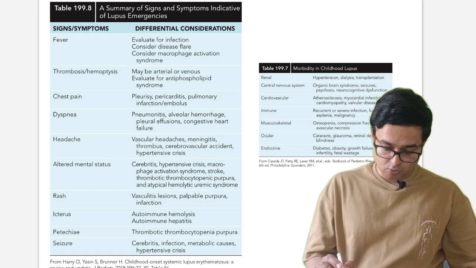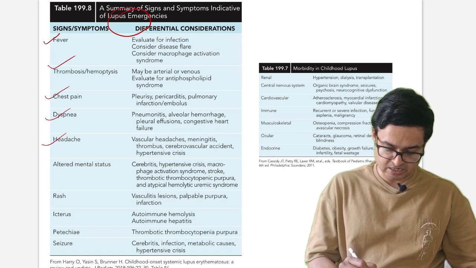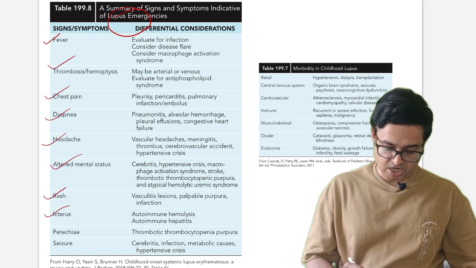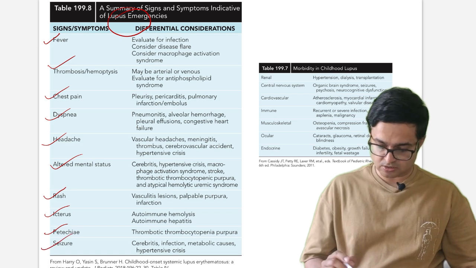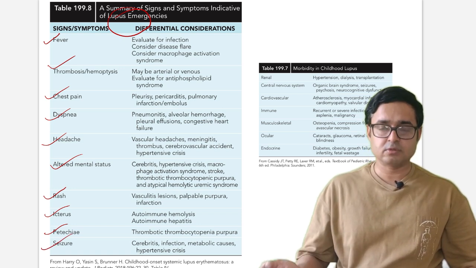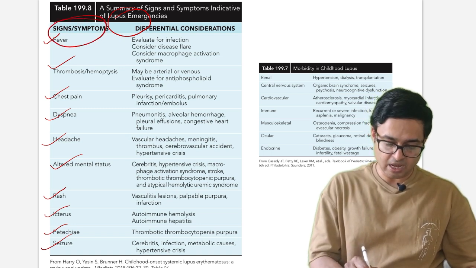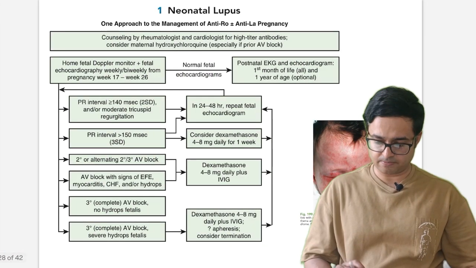Okay, so like lupus emergencies, many emergencies can occur. Just go through this table: fever, thrombosis, chest pain, dyspnea, headache, altered mental status, rash, icterus, petechiae, seizures. Okay, and mortality according to the system involved. So you are familiar with what the lupus emergencies are. Just at least remember the headings.